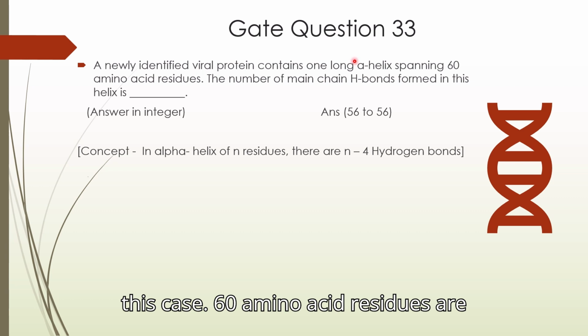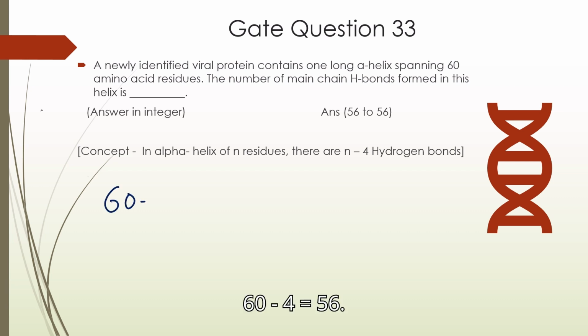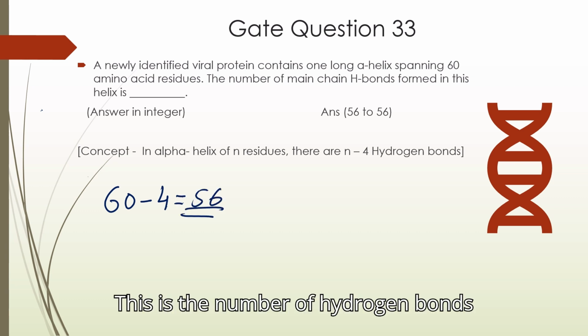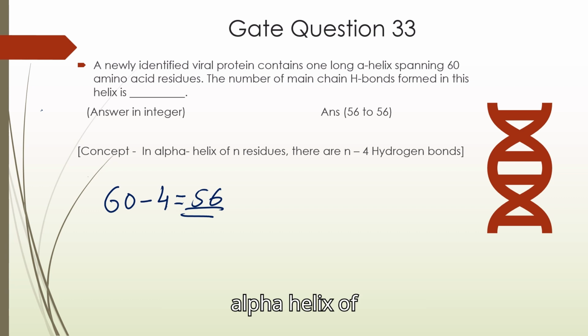In this case, 60 amino acid residues are present in the alpha helix. So, N is equal to 60. By substituting N equals 60, we can solve. That is 60 minus 4 is equal to 56. This is the number of hydrogen bonds formed in the main chain of the alpha helix of the identified protein. Let's go to the next question.